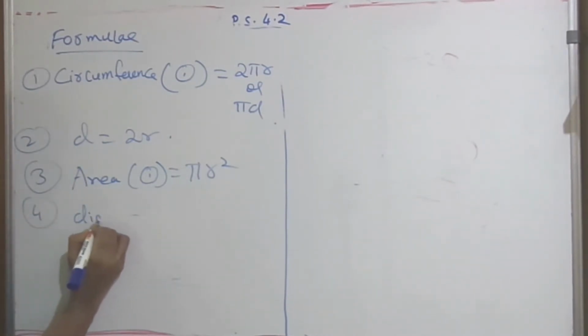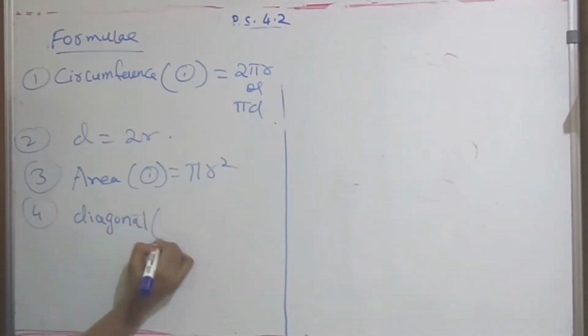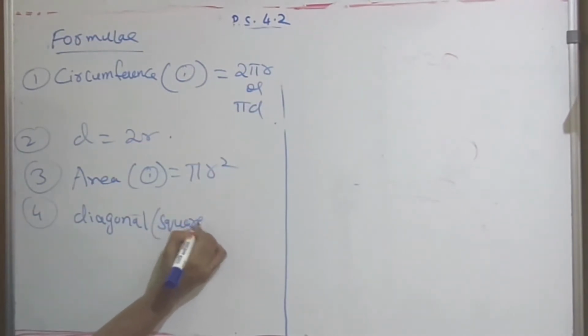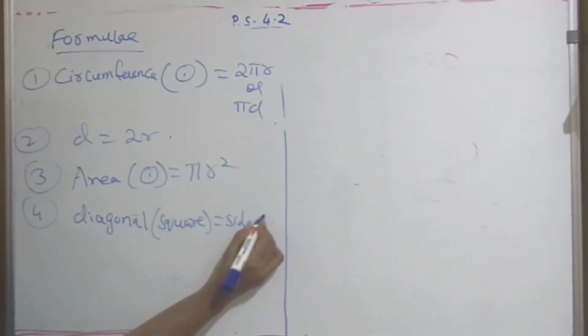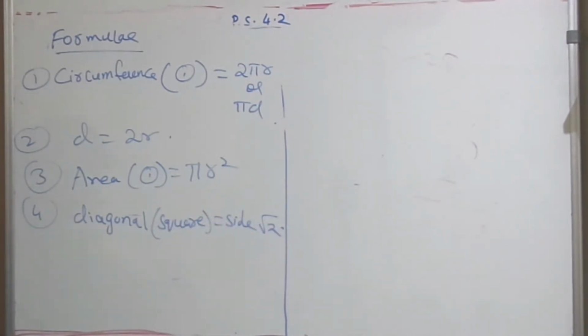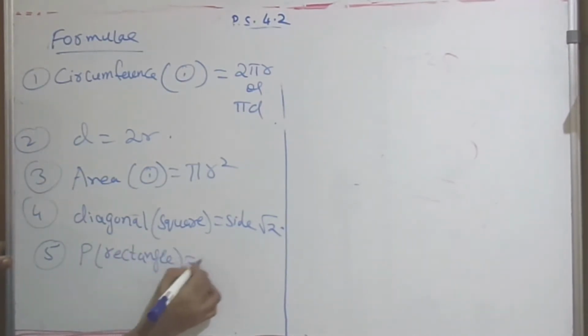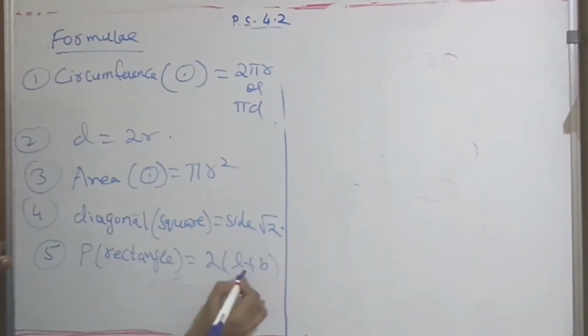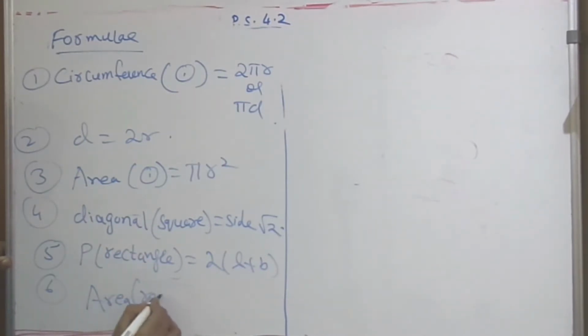Then there is a relation between the diagonal of a square and its side. So diagonal of a square is equal to side of the square into root 2, using Pythagoras theorem, but you can study the formula by heart. Perimeter of a rectangle is equal to twice length plus breadth. And last, area of a rectangle is equal to length into breadth. Come on, write these down and study these by heart because they are used in the sums which follow.